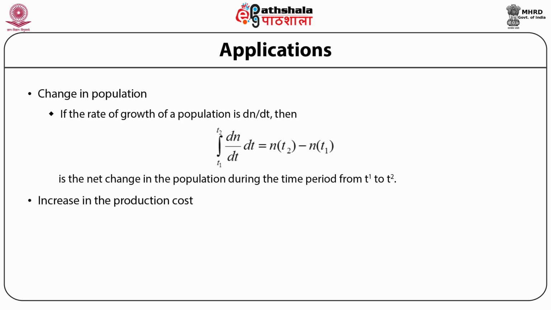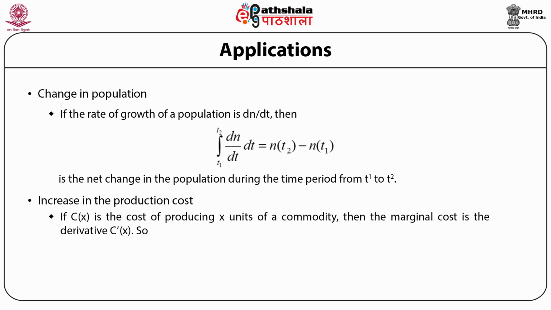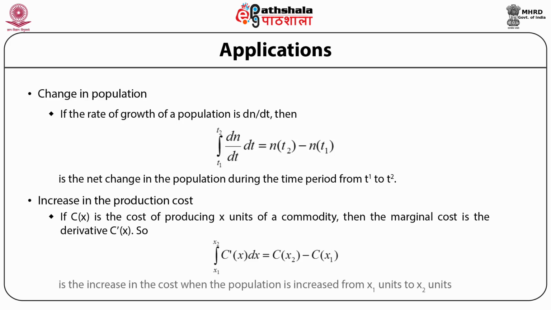Then increase in the cost of production. If C of x is the cost of production of x units of a commodity, then the marginal cost is the derivative C dash of x. So the integral from x1 to x2 of C dash of x dx is equal to C of x2 minus C of x1, and C being the function here, this is the increase in cost when the production is increased from x1 units to x2.